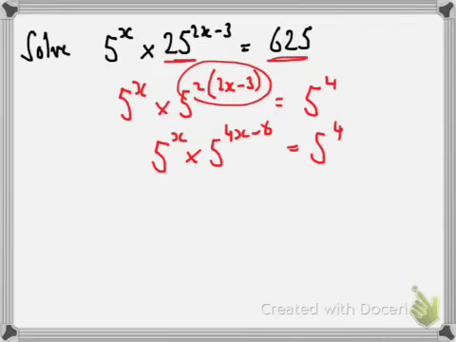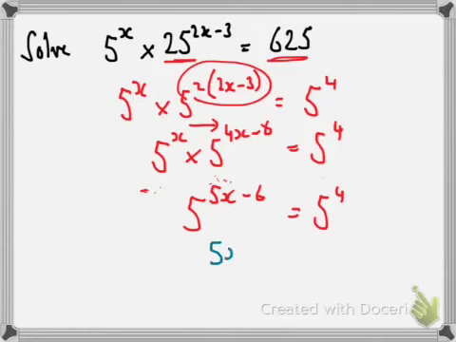What we're trying to aim to do here is get the base of 5 on either side, a 5 on the left and a 5 on the right. At the moment we've got 2 bases or 2 5s here. We want to get that down to 1, so we have to multiply these two together, and when we multiply with indices we add them. So we get 5 to the power of 5x minus 6 equals 5 to the power of 4. But once we've got the 5 on either side there, we can now drop those 5s and it basically becomes 5x minus 6 equals 4. 5x equals 10, x equals 2 is our final answer there.